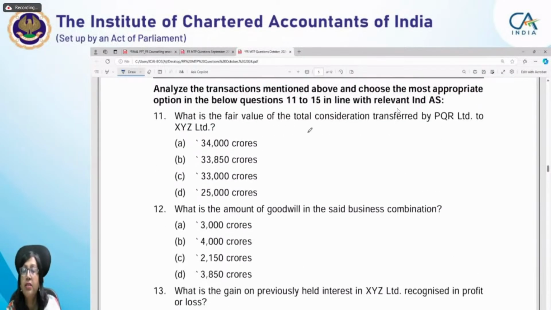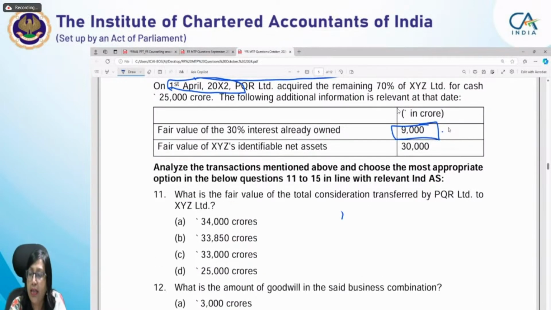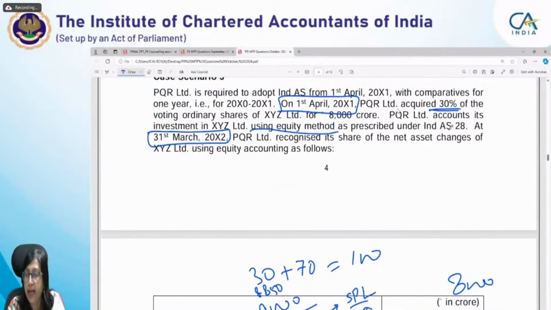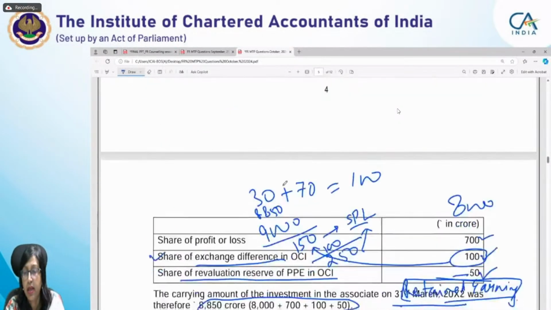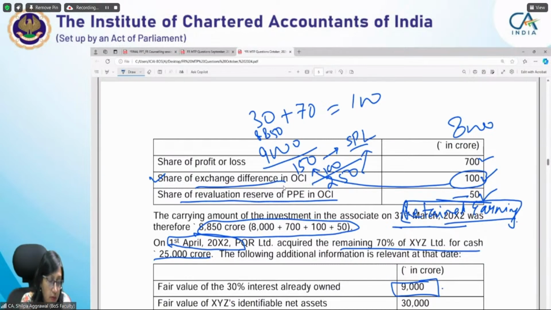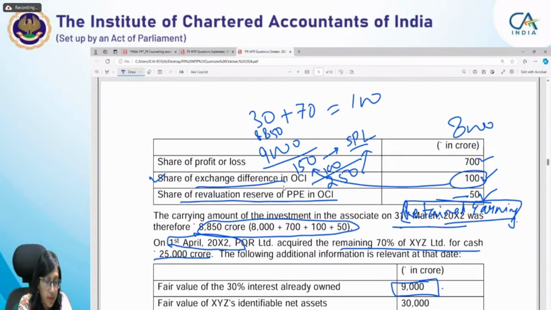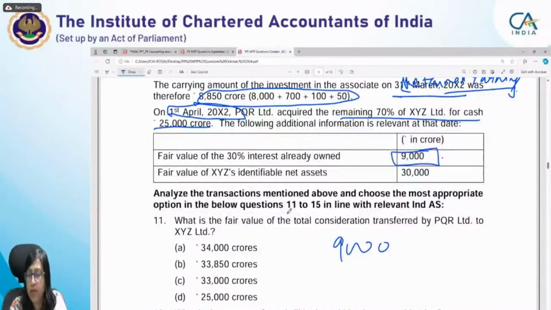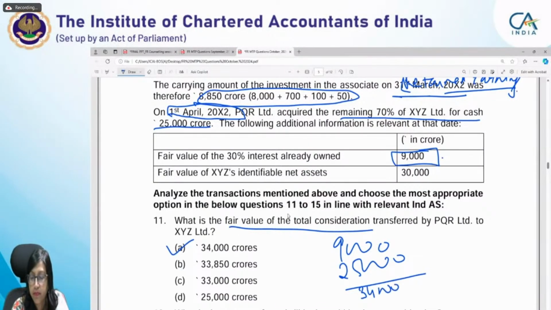What is the fair value of the total consideration? In case of step acquisition, we have to find the fair value of step 1 acquisition. Step 1 acquisition was 30%. Fair value of that step 1 acquisition is given in the question as 9,000. So we'll take 9,000. For the remaining 70%, what is the value? That is, what have we paid? If we go through the question, we'll find that it is mentioned: acquired remaining 70% of ICAI for cash of 25,000 crore. So 25,000 plus 9,000 is equal to the total purchase consideration. Fair value of the consideration comes to 34,000. Okay. Hope this part is clear.